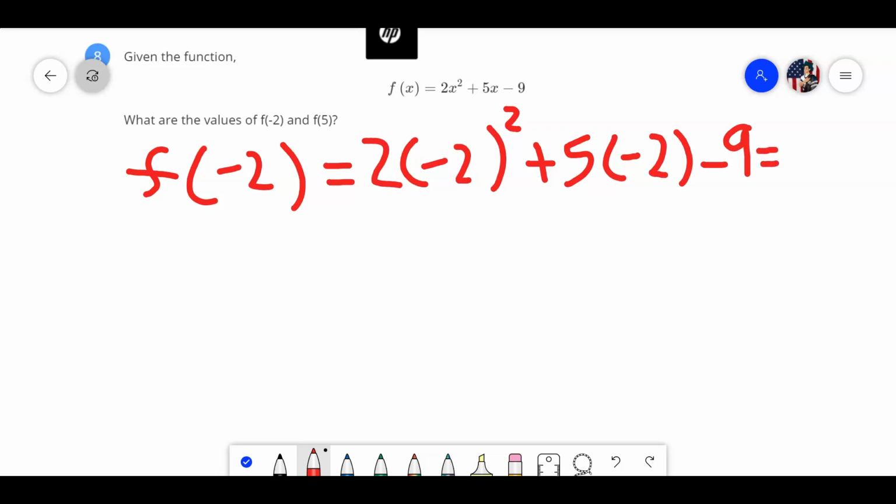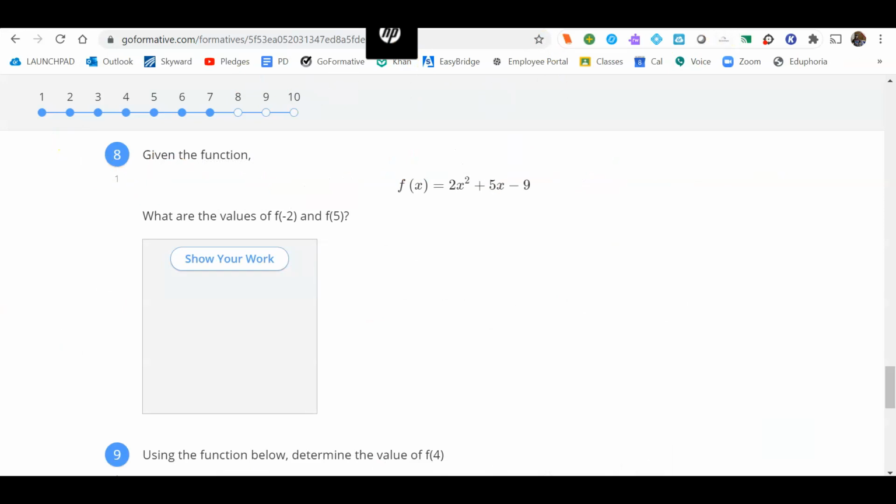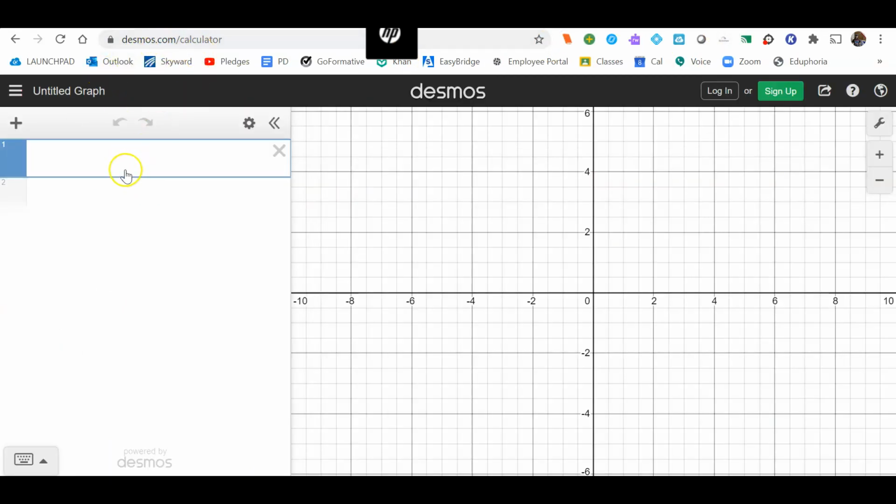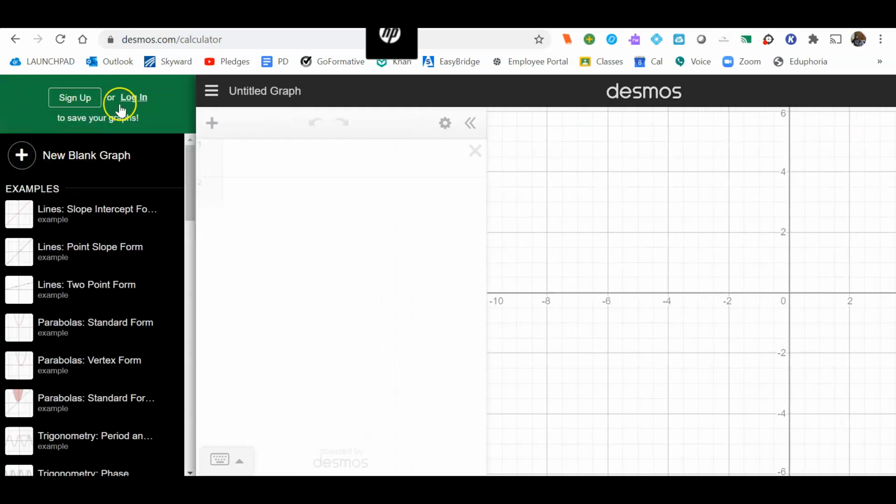Now, if you've got your own calculator, great, use it. But what I want to do is plug it into that Desmos calculator, okay? Because I want to be able to use desmos.com. So I'm going to go to desmos.com/calculator, and let's see here. I don't want a graph. I want a new.